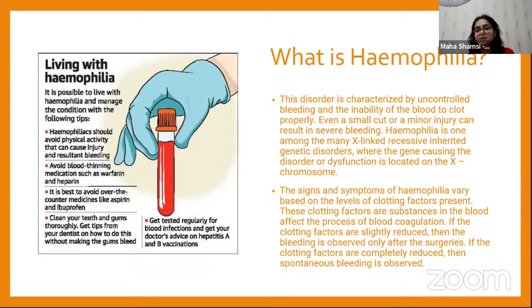So the signs and symptoms of hemophilia are based on the levels of clotting factors present. Now, clotting factors are basically proteins that enable your blood to clot at places of injury, so that they can stop the bleeding. So these clotting factors are substances in the blood that affect the process of coagulation. If clotting factors are slightly reduced, then bleeding is observed only after surgeries. If clotting factors are completely reduced, then spontaneous bleeding is observed.